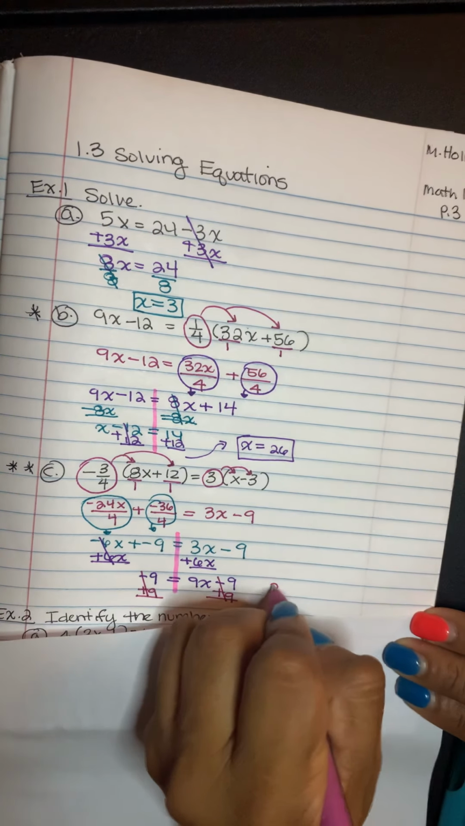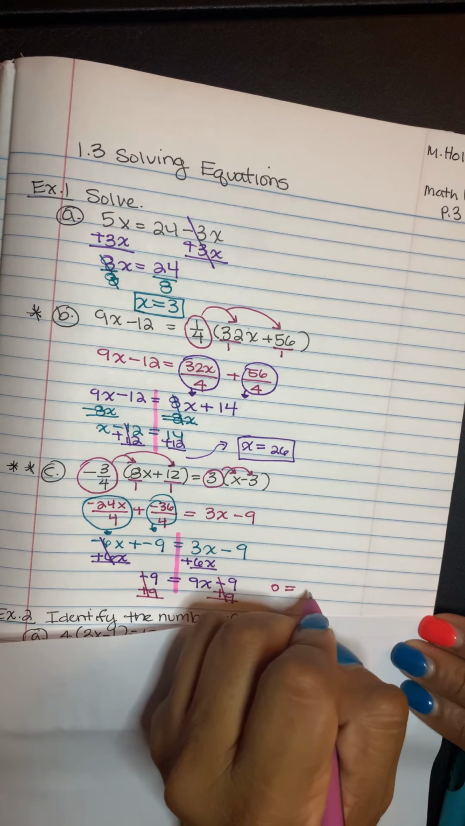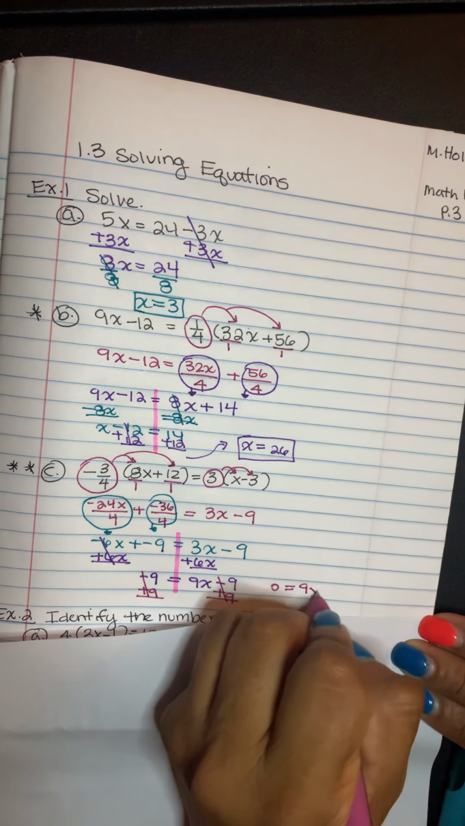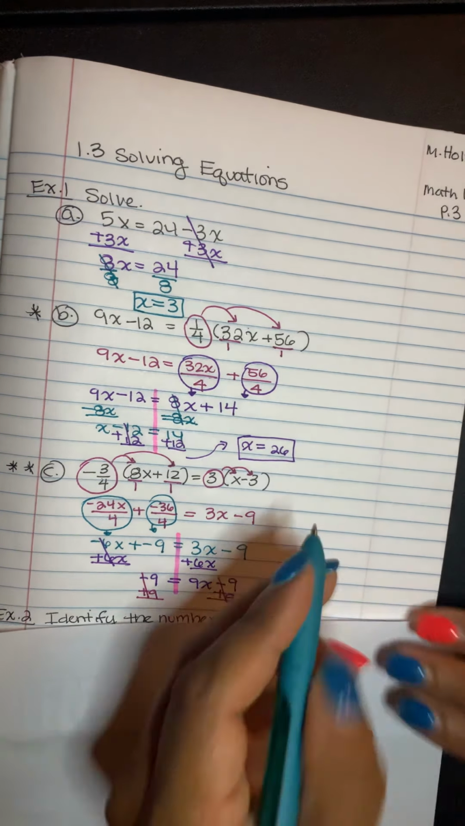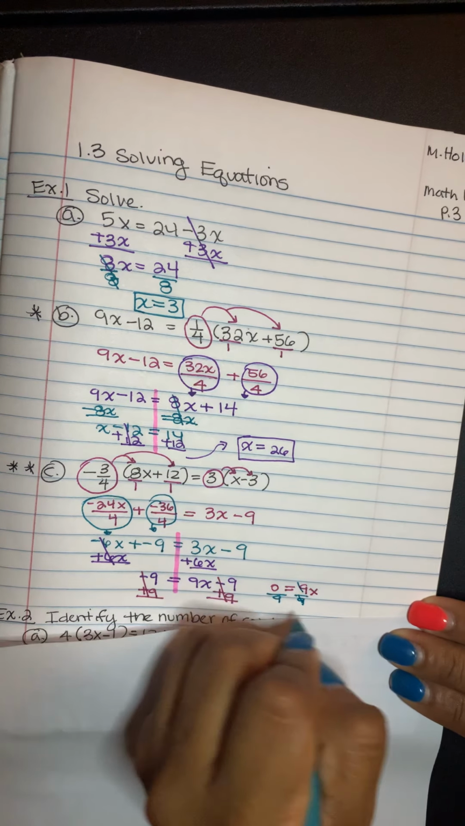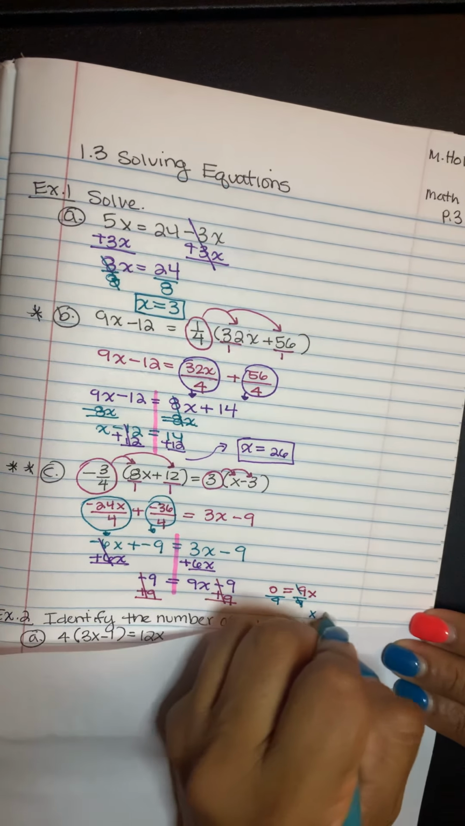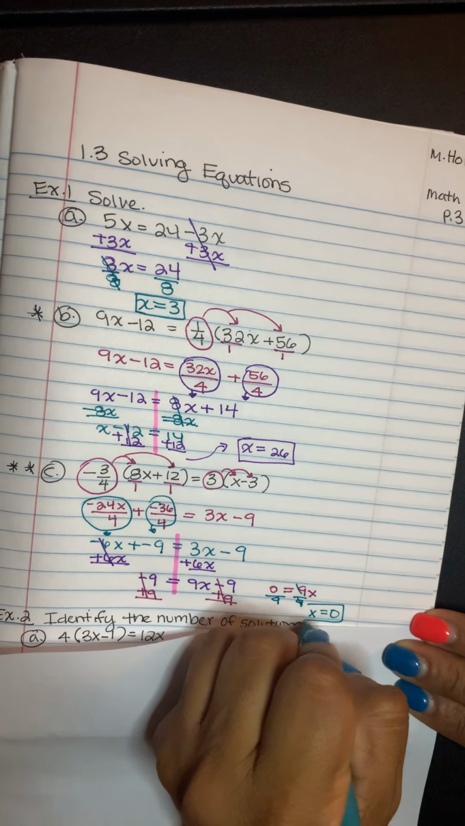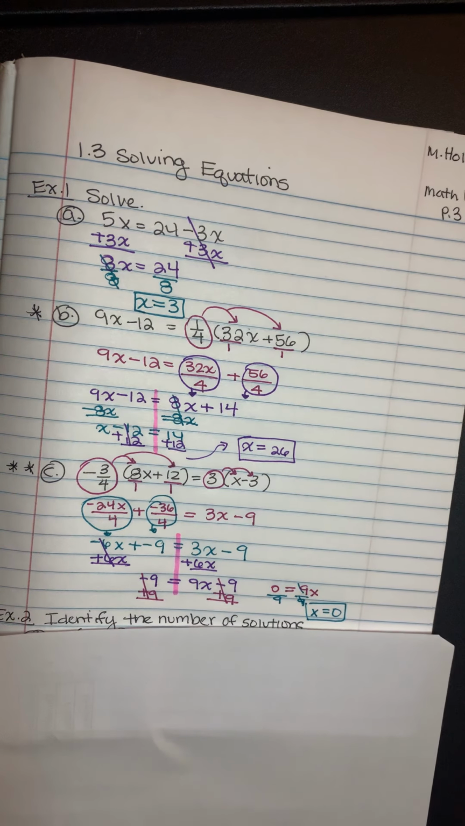You end up with 0 is equal to 9x. Divide by 9, divide by 9. And x is actually equal to 0. All of that, and you get 0. X is equal to 0. Okay? I put stars next to B and C. Those are complex equations. Okay?